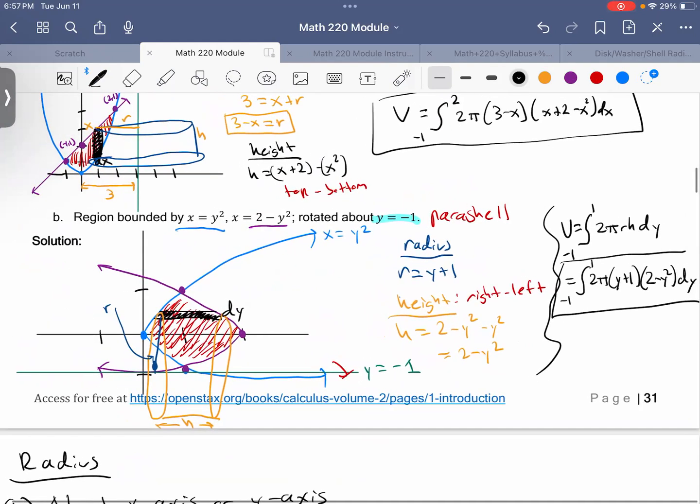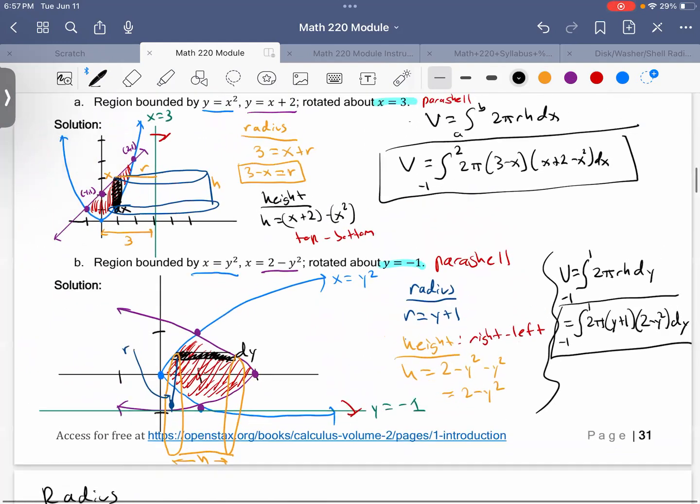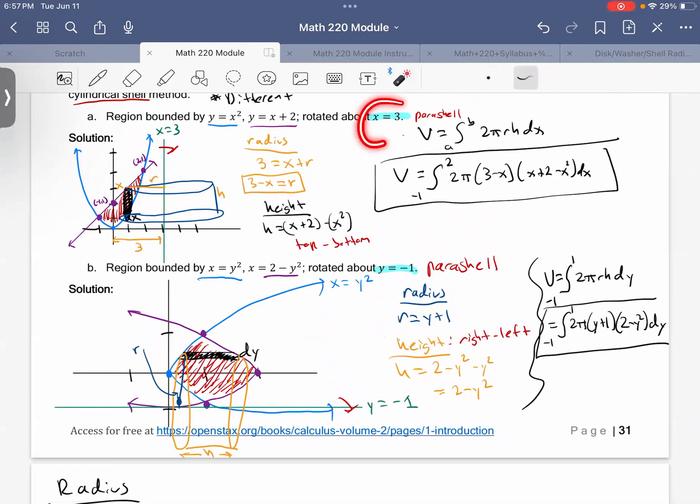Like I said, these ones are different. You're rotating around a vertical line, a horizontal line. Here you have to go over the axis. Here you're not going over anything. So you can see how the radii differ in that way. But here is how to do these problems. It should help you with the homework, the lab, and the online homework. Hopefully this helps, and let me know if you have any questions.